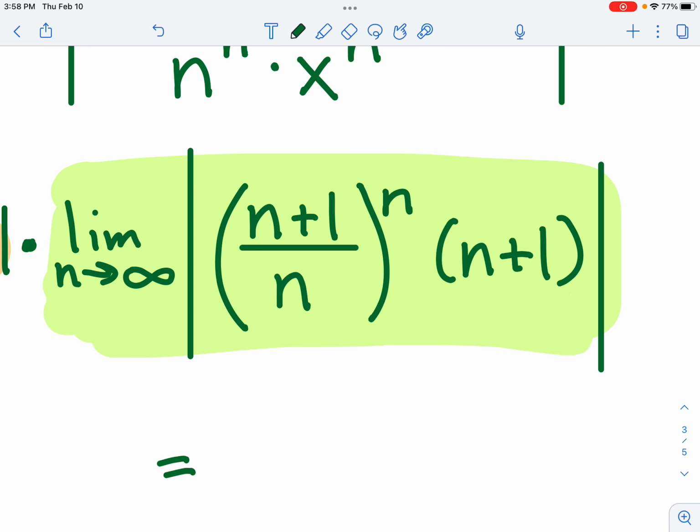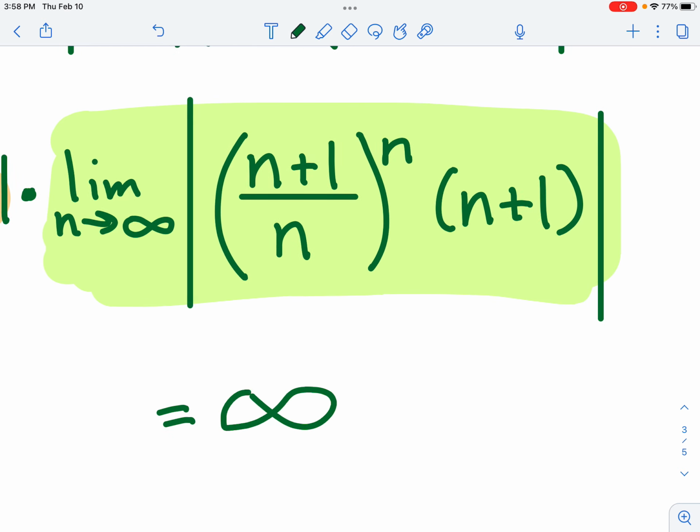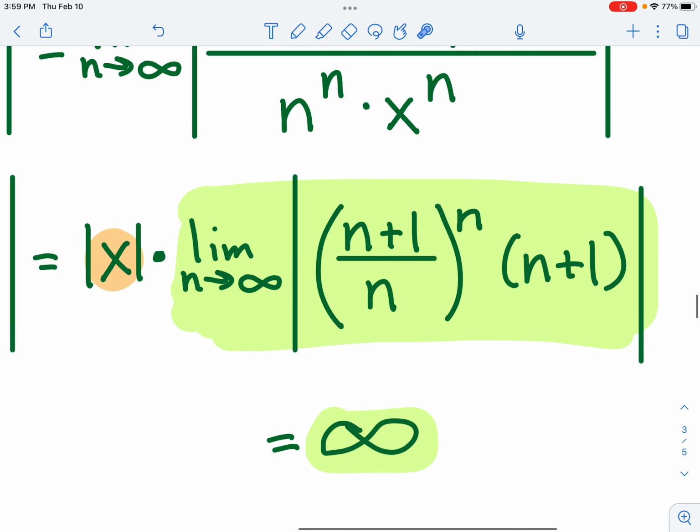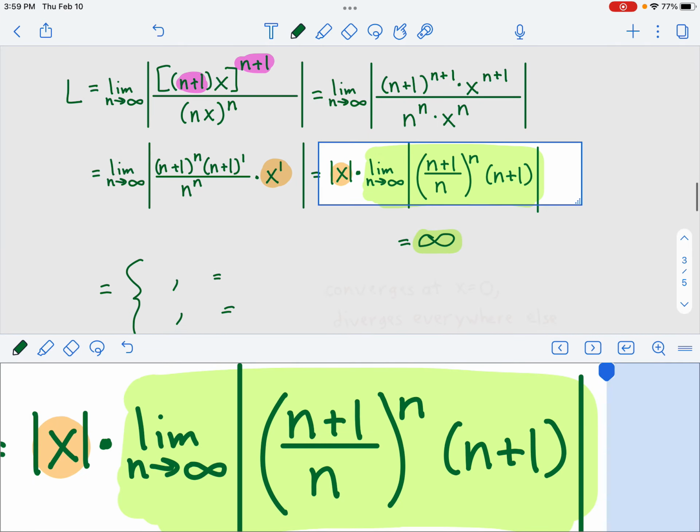So this brings up something we have not seen in the other examples. This limit is infinite. So what do we do about this? And this is where the x comes into play. The only way we can guarantee that this is going to be less than 1 is if x is equal to, it has to be 0.